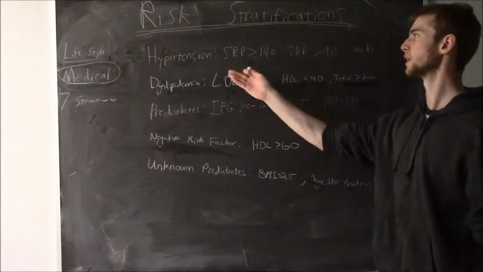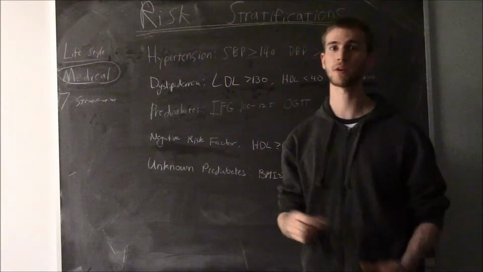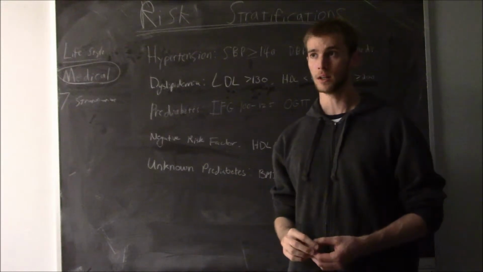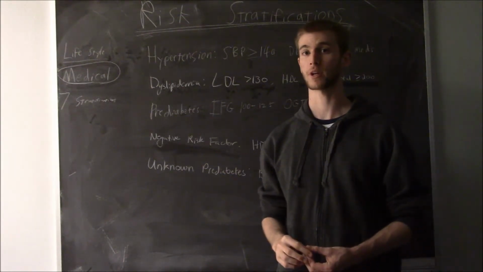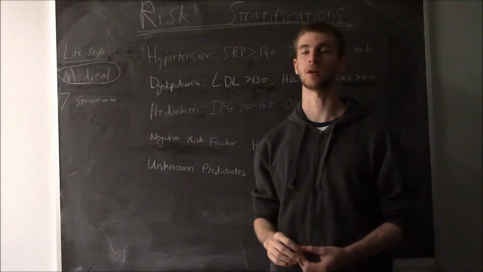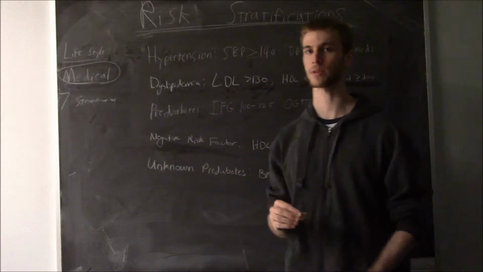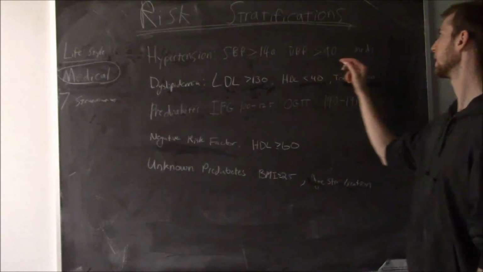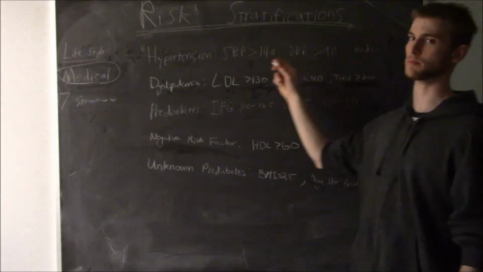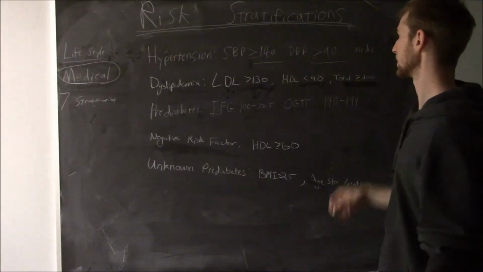So, the first category out of the 3 is hypertension. This means if you have a systolic blood pressure of greater than or equal to 140 millimeters of mercury, or a diastolic blood pressure of greater than or equal to 90, that will give you a risk stratification. Or if you're on prehypertensive or hypertensive medications. So remember these numbers, 140 and 90.